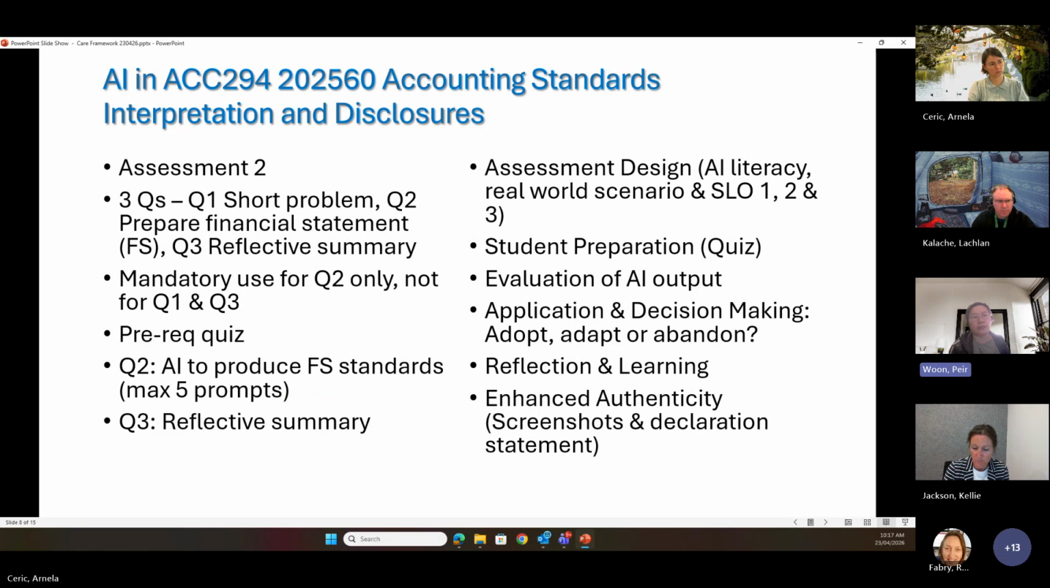And question 3 gets them to deliberately write down their reflection summary on how they used AI, and what helped them in that entire process when they used AI as their partner in completing question 2. It is mandatory to use AI for question 2 only, not allowed for question 1 and 3.